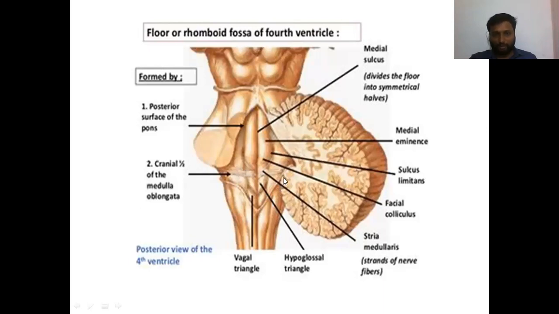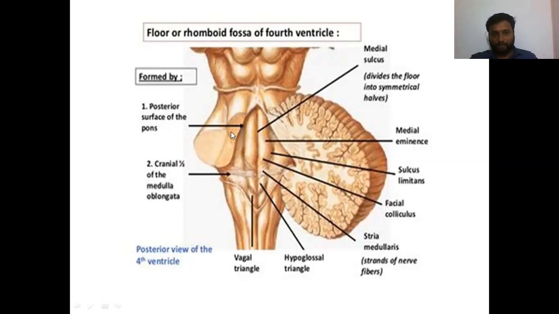And a little bit above there we can see the inferior cerebellar peduncle. So this is the inferior cerebellar peduncle, and this bulging is a cuneate tubercle. Then this one is a gracile tubercle. So inferolaterally we are having these three: inferior cerebellar peduncle, then cuneate tubercle and gracile tubercle.